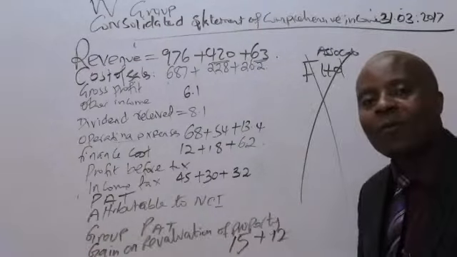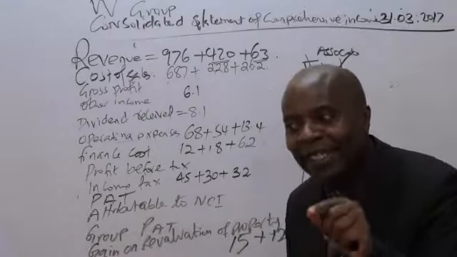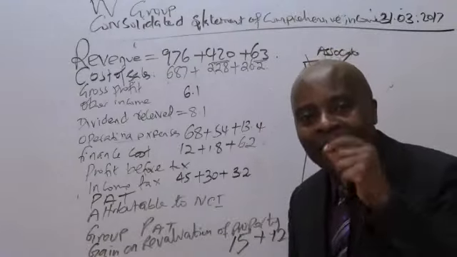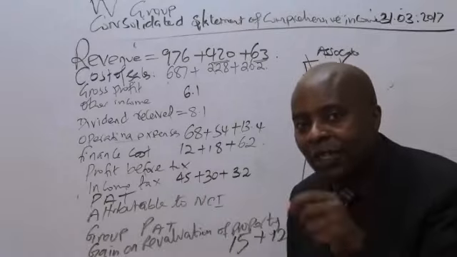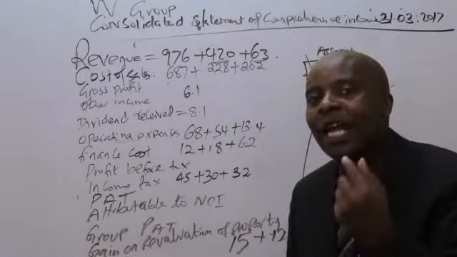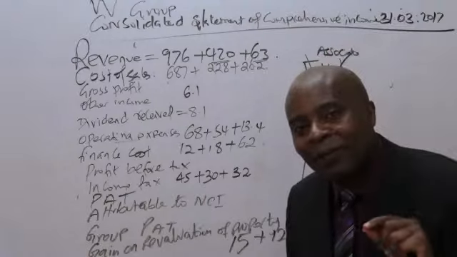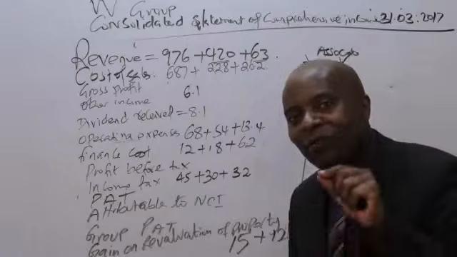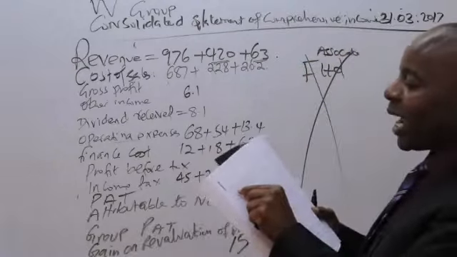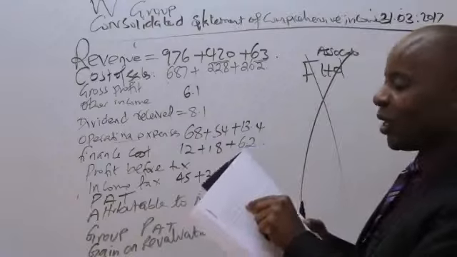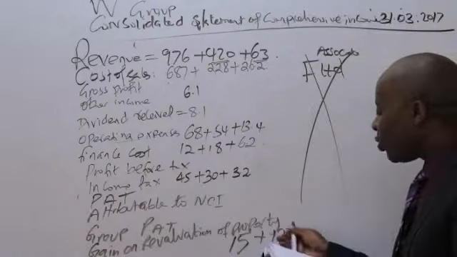Remember, for other comprehensive incomes, we don't use time apportionment. These are free marks. We normally take the figures of the subsidiaries and multiply them with our shareholding. That is only applicable to other comprehensive incomes. So for the gain on revaluation, I'll take the 15 plus, do we know the percentage of S?